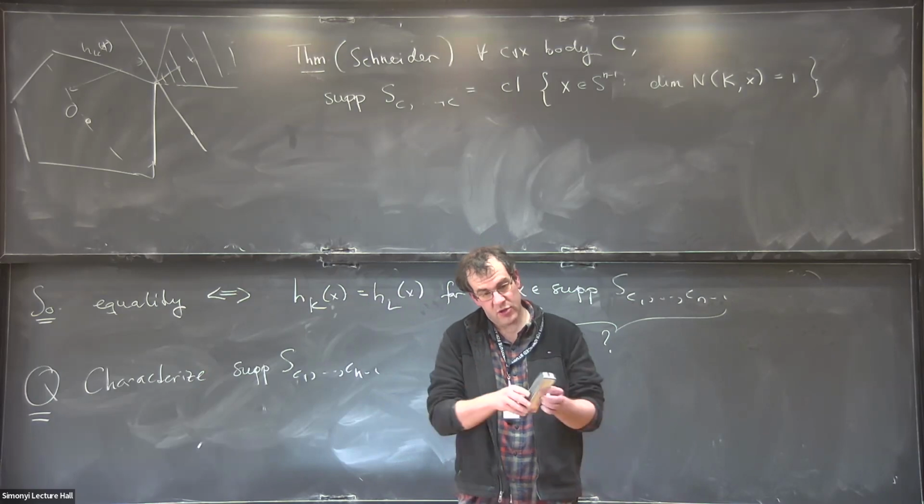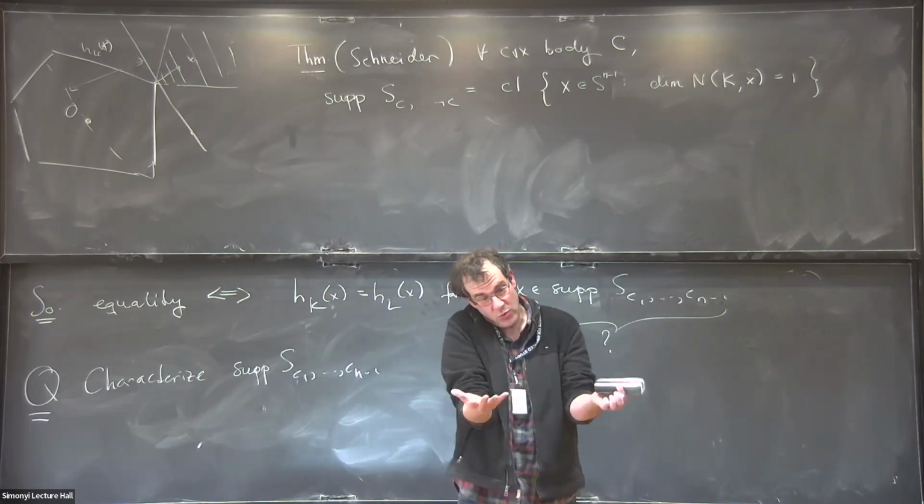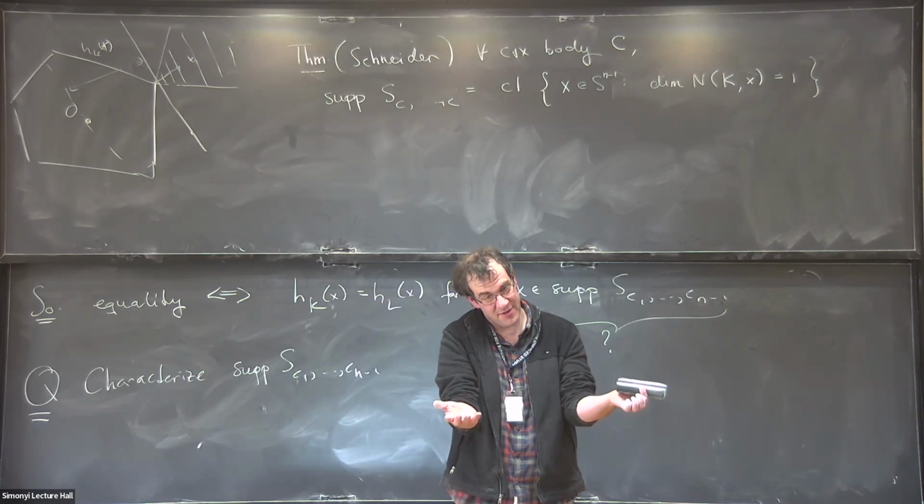So the normal cones live in Rn, but they're cones, so you can just take their intersection with the sphere. And that gives you a foliation of the sphere by the normal cones of the convex body. Does that make sense?